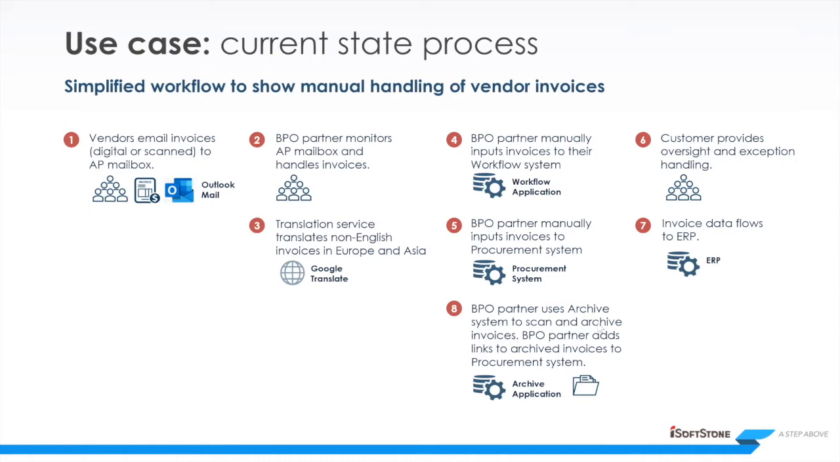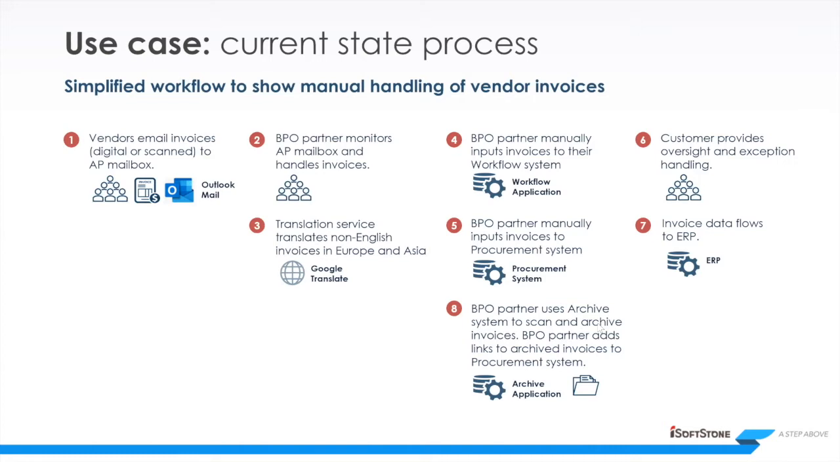And under number 8, the BPO partner will access a third application, which is usually an archive application, to scan and archive the invoices, because for regulatory and compliance reasons, the customer needs to have a backup of all the invoices that are handled and paid. And very often the BPO partner then has to go back to the procurement system and create a link to where that particular invoice is stored within the archive application.